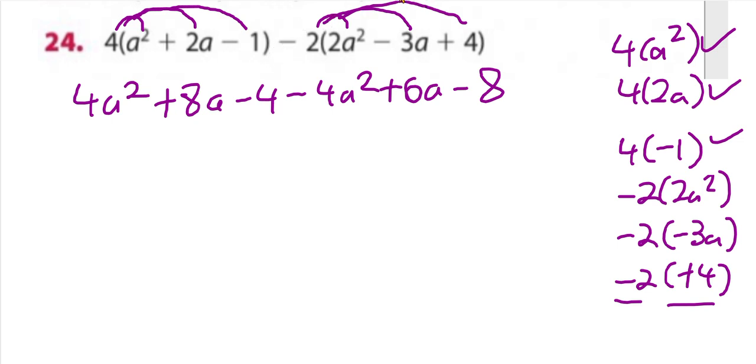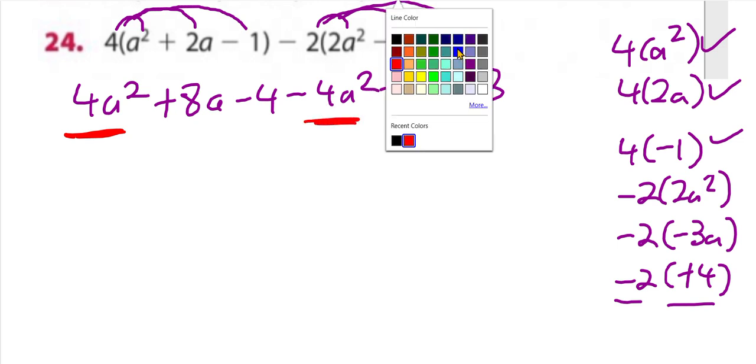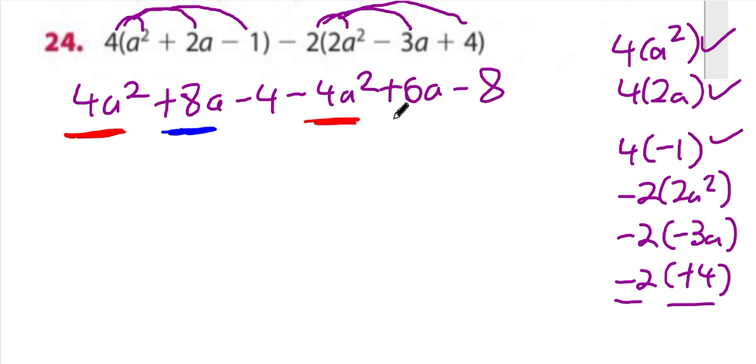Now guys, let's look at them. Your a squareds are underlined in red. Your a's are underlined in blue. So what's 4a squared take away another 4a squared? 0. Just gone. Don't even bother with it. What's 8a plus 6a? And then finally, what's minus 4 minus 8?